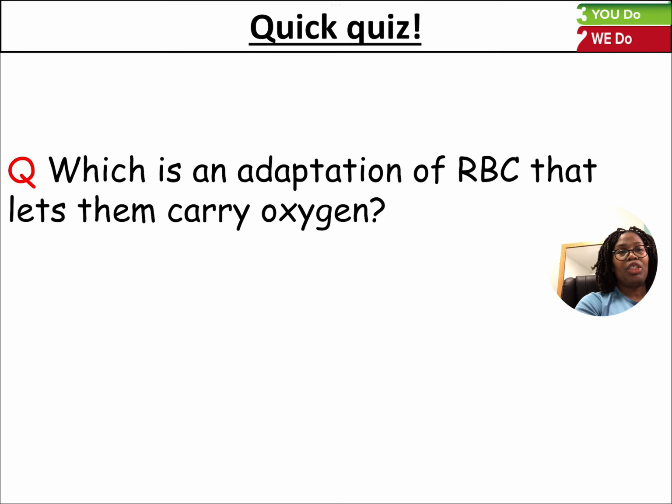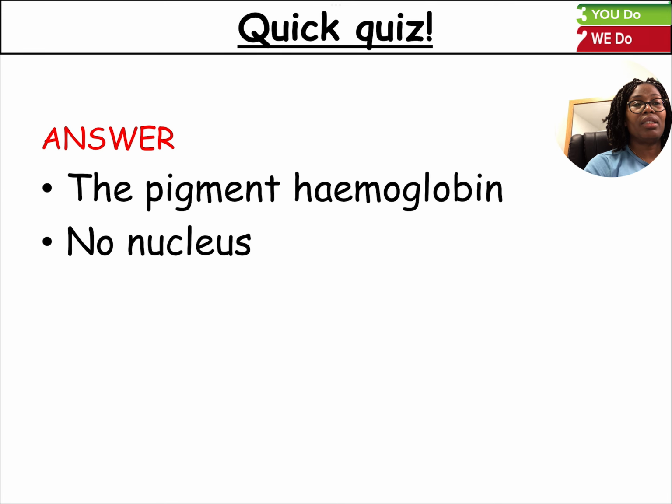What is an adaptation of red blood cells that lets them carry oxygen? They contain the pigment hemoglobin, and they also have no nucleus. I hope this quick video was helpful. Please watch it a few times to get the gist of the function of blood vessels in the body. The arteries, the capillaries, and the veins.